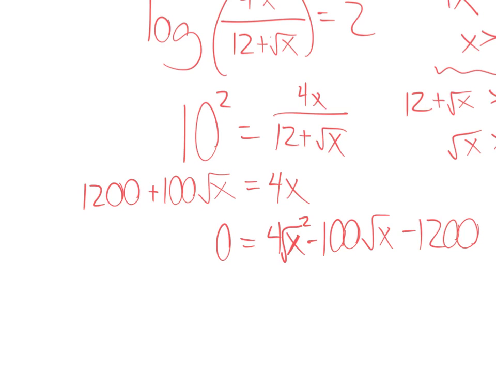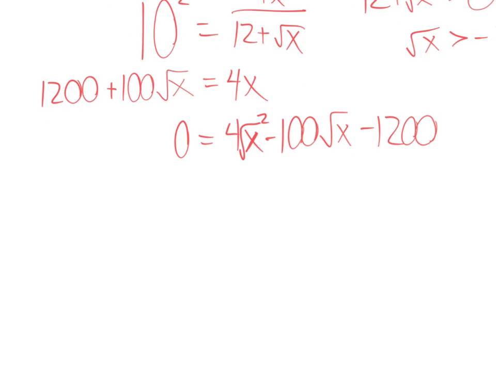So notice here, if I treat this as a quadratic, I have this middle variable of a root x, and the first term has that same root x that is squared, okay? Now, some people don't like thinking of it that way. Some people like to use substitution a little bit. They'll say, we're going to let y equal the square root of x. So they'll rewrite the equation as 4y squared minus 100y minus 1200. And there you can see the quadratic.